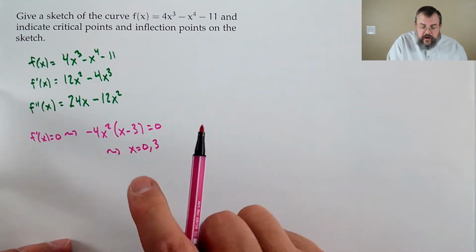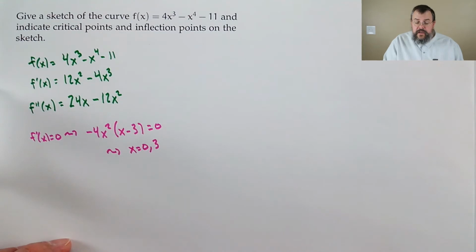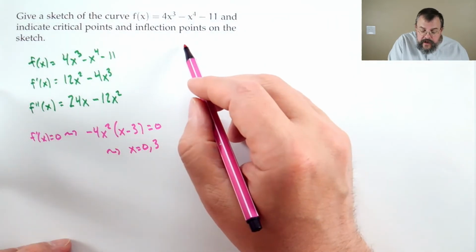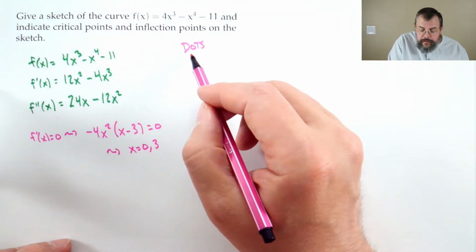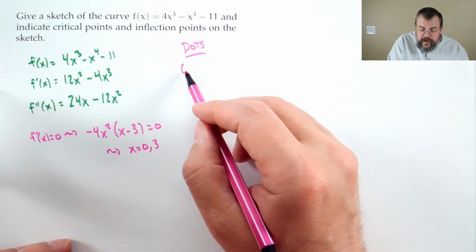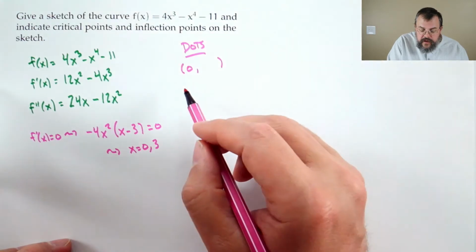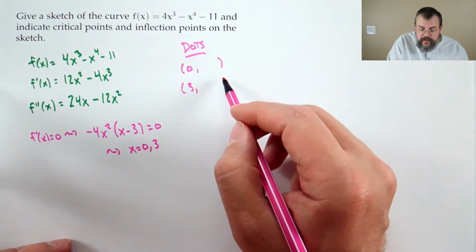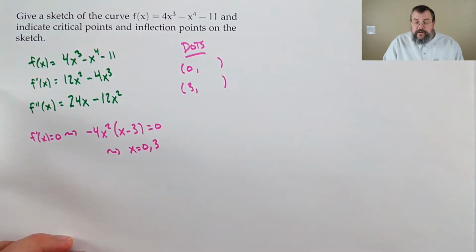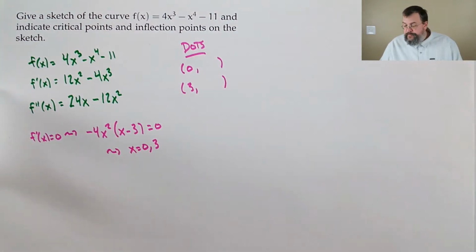So these are our critical points, which means if we think of our dots, when we play connect the dots, we're going to have 0 comma something, and we're going to have 3 comma something. All right, so those are our critical points.